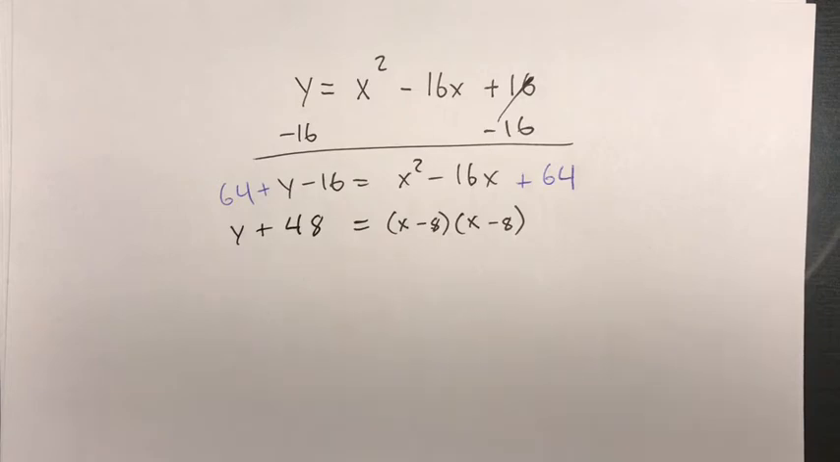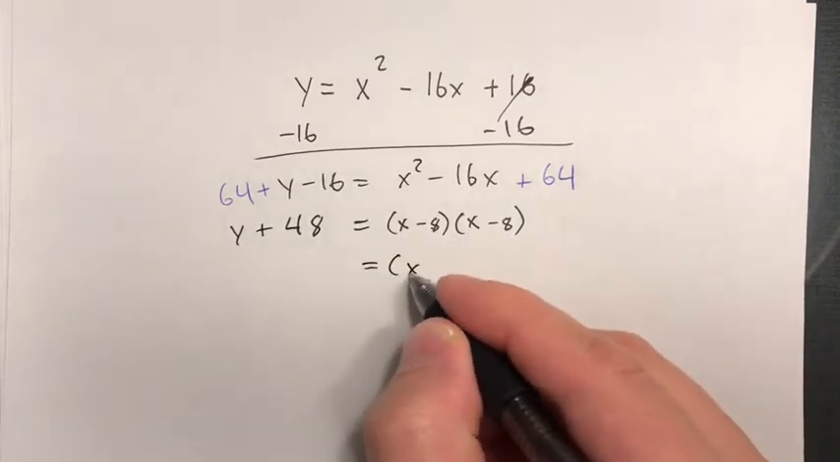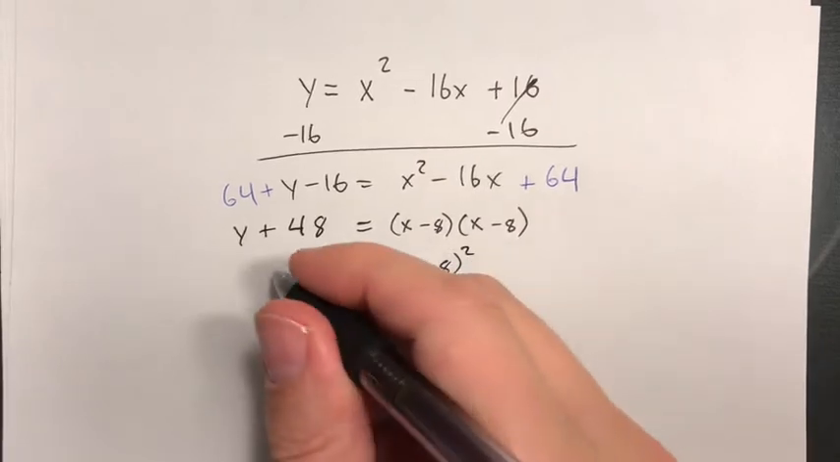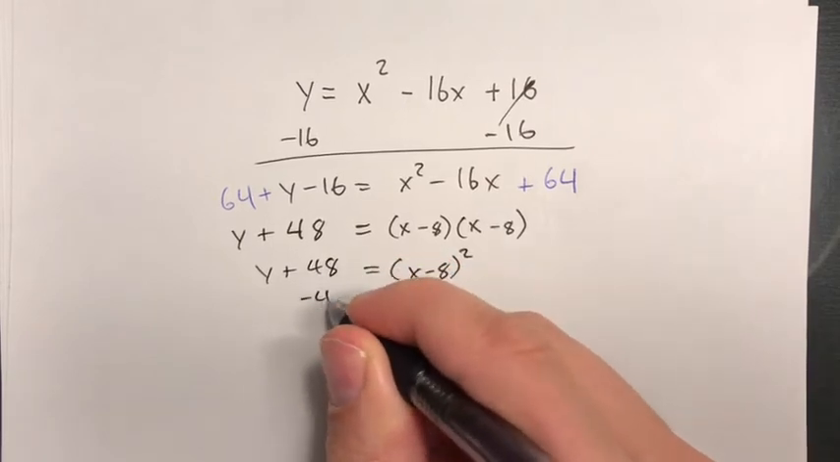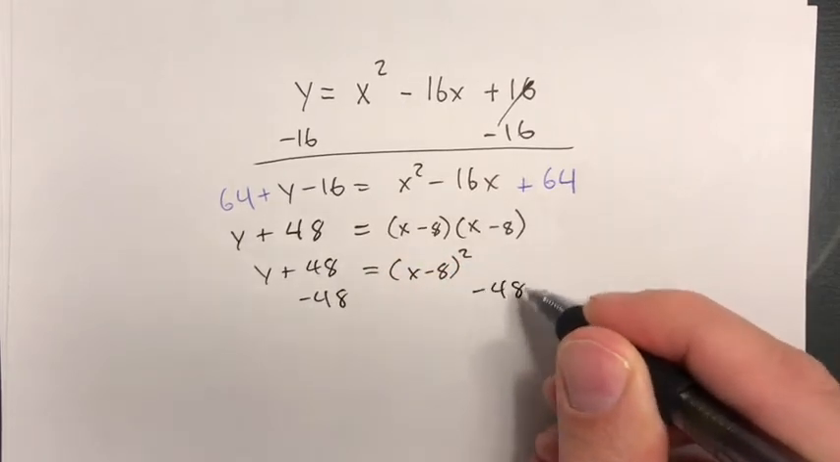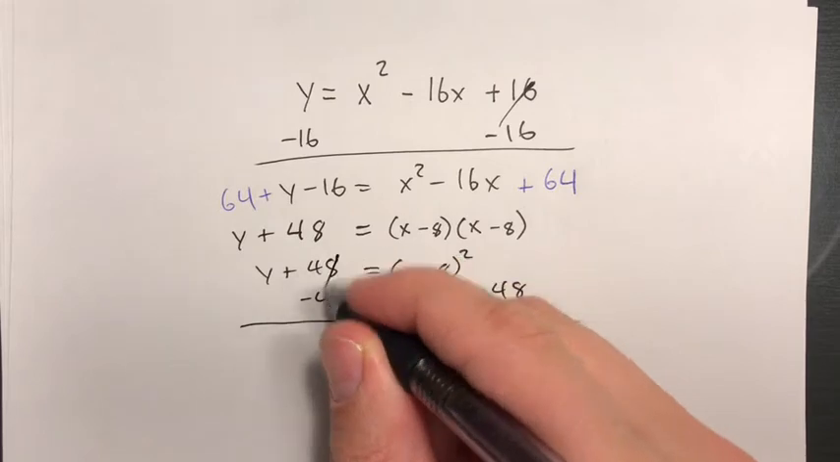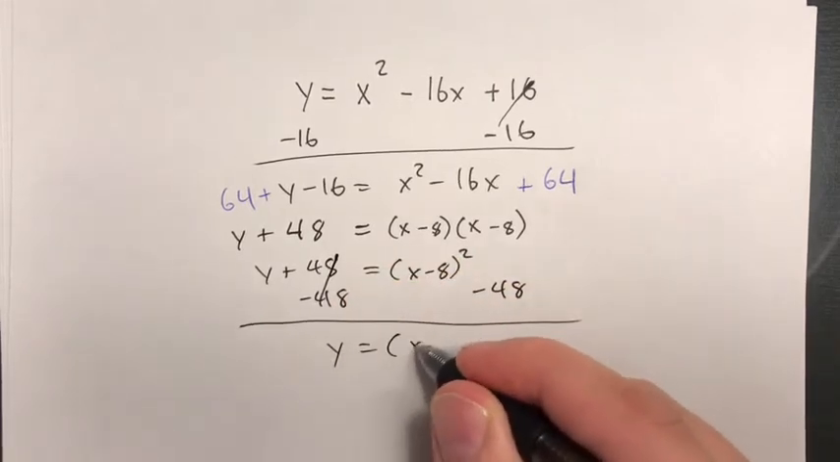And then we're just going to go ahead and rewrite this as x minus 8 quantity squared. We can then go ahead and subtract 48 from both sides. And we have our answer.